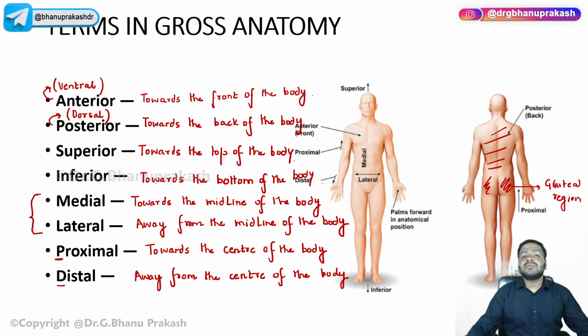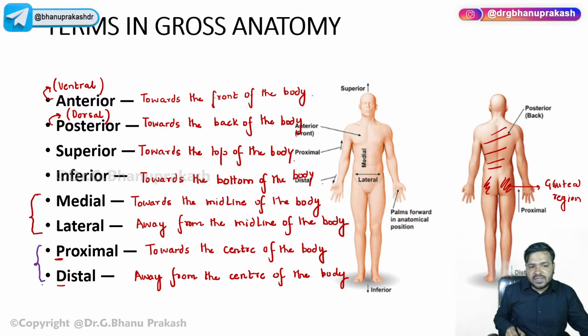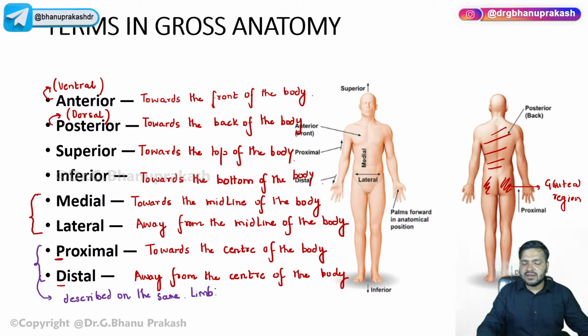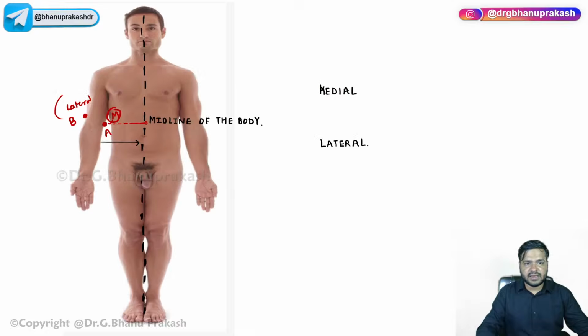Now proximal and distal, guys. Firstly, there is a condition while describing these terms: they are described on the same limb. Yes, they are described on the same limb. Now, let us understand this with the help of an example.